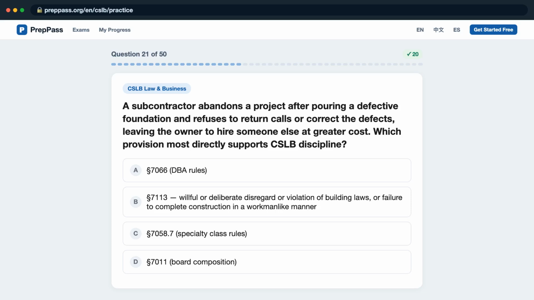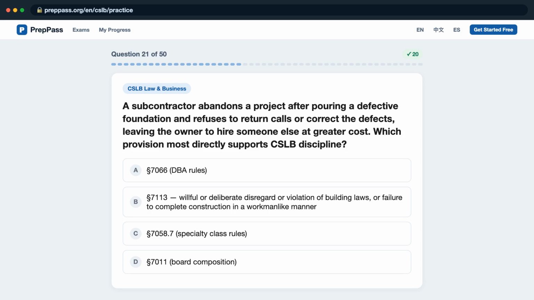Question 21. A subcontractor abandons a project after pouring a defective foundation and refuses to return calls or correct the defects, leaving the owner to hire someone else at greater cost. Which provision most directly supports CSLB discipline? Is it A, Section 7066, DBA rules?